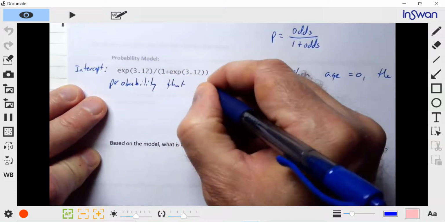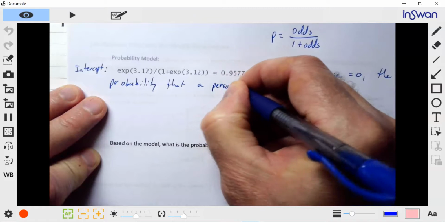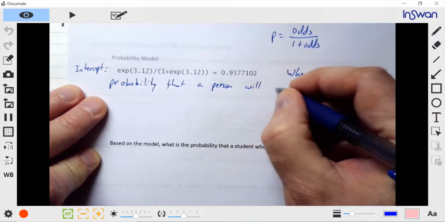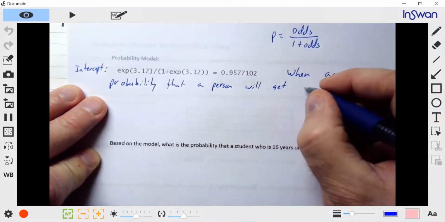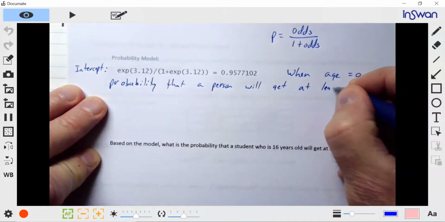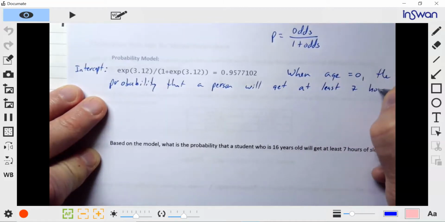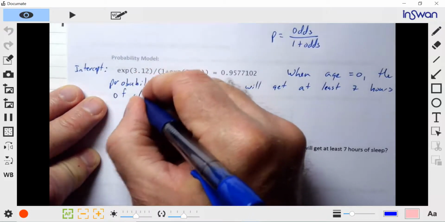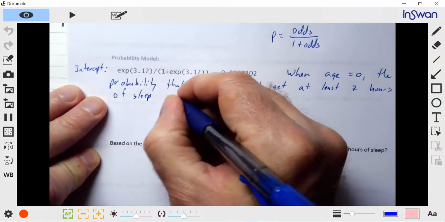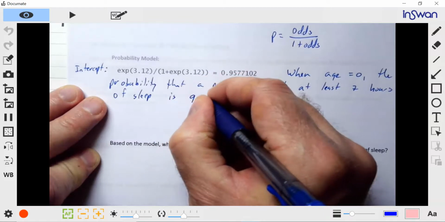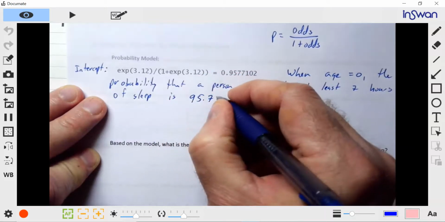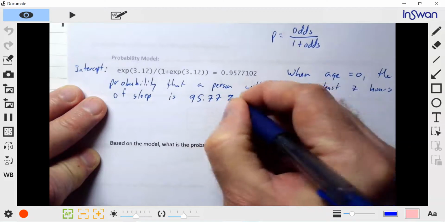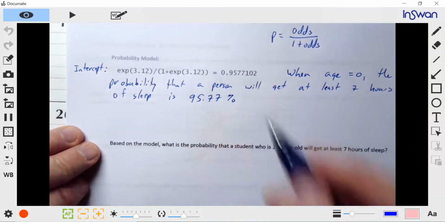So the interpretation on this scale is when age is equal to 0, the probability that a person will get at least 7 hours of sleep, according to our model here, is 95.77%. Okay, we can interpret this as a probability.